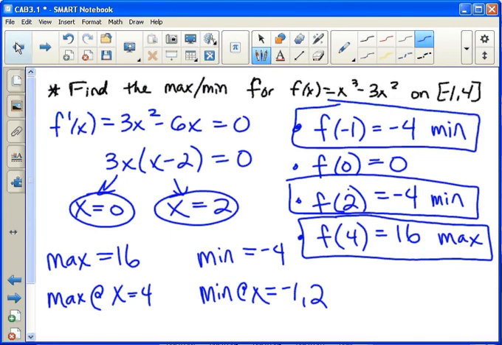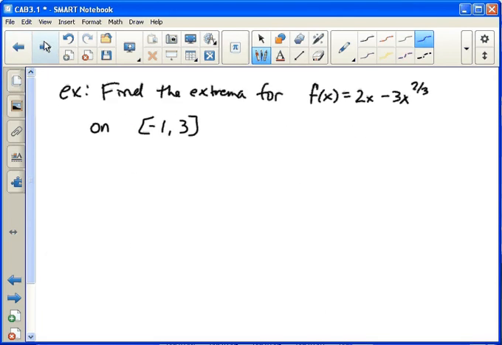First, find the extrema for f of x equals 2x minus 3x to the 2/3 on the interval -1 to 3. My first step is to find the critical points. So I take the derivative, and then I want to figure out where this derivative equals 0 and or doesn't exist. So if I set this equal to 0, one thing I would always recommend with this is don't leave exponents negative. Go ahead and move them down to the bottom.